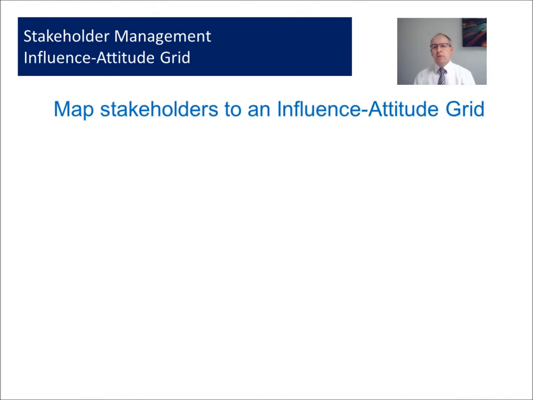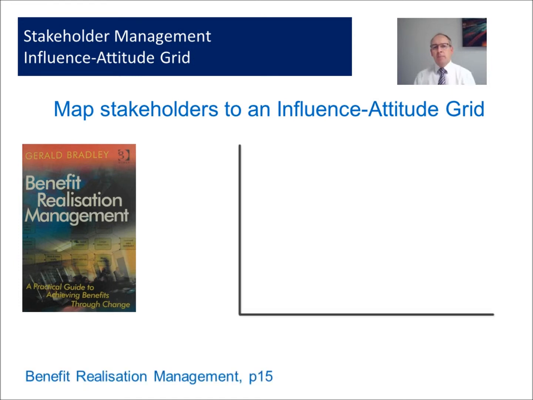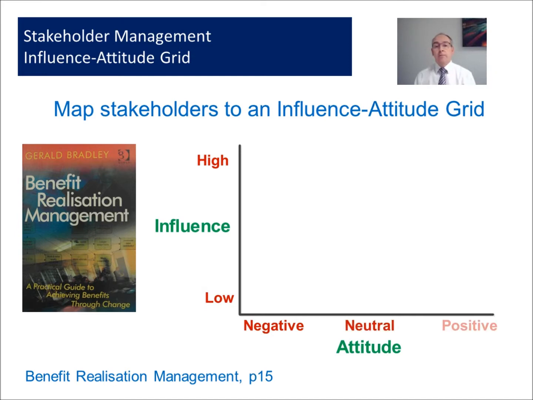And the first thing we'll do is the influence attitude grid. In Gerald Bradley's book, Benefit Realisation Management, he gives us an example of what this can look like. On the left hand side we have the influence, and along the bottom we have the attitude. The influence can be from high through to low, and the attitude to the project from negative to neutral to positive. And we map onto that each of our stakeholder groups.